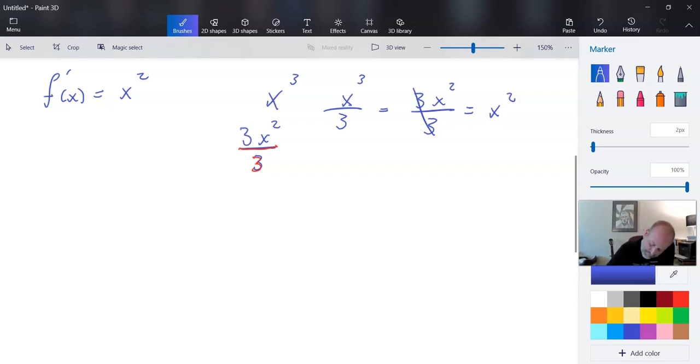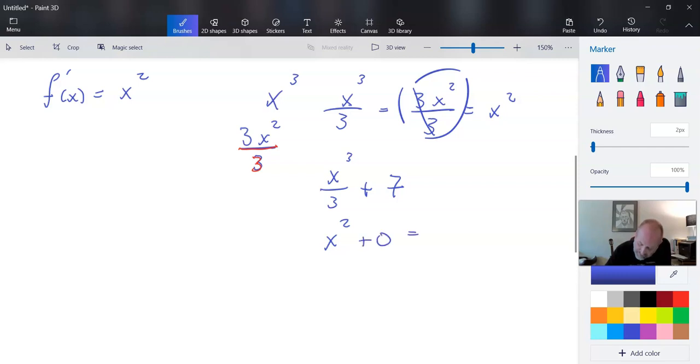Here's the problem. Let's do x cubed over 3 plus 7, right? So the question is, could that also have been the function I took the derivative of? Well, let's see. If I take the derivative here, I end up with 3x squared over 3, so I end up with x squared again, just like this. And then if I take the derivative of 7, that's a 0, so I still end up with x squared. So what we just noticed is that there's more than one possible function that the derivative came from. So there's more than one function that has the same derivative.